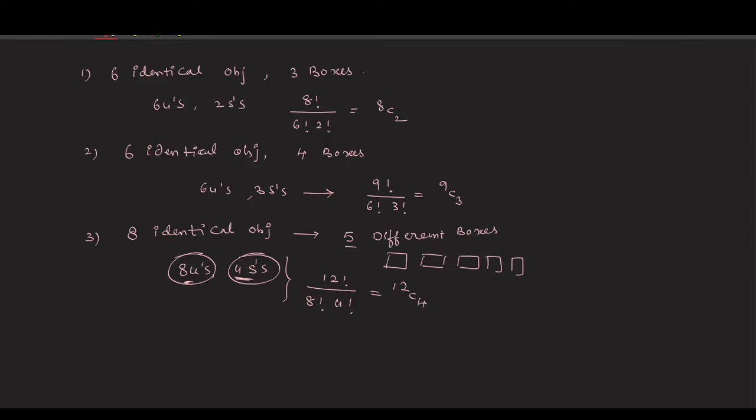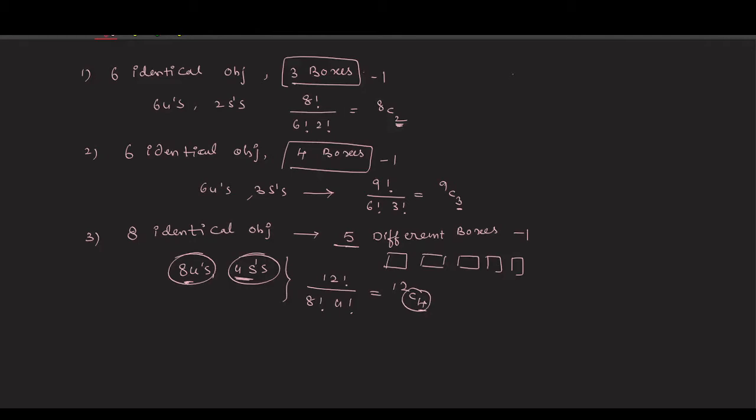Now you observe here. How did you get this 2, 3 and this 4? They are separation symbols. How did you get that? Separation symbols equal the number of boxes minus 1. 4 boxes minus 1, 5 different boxes minus 1. That is the number of separation symbols, which is nothing but this one.